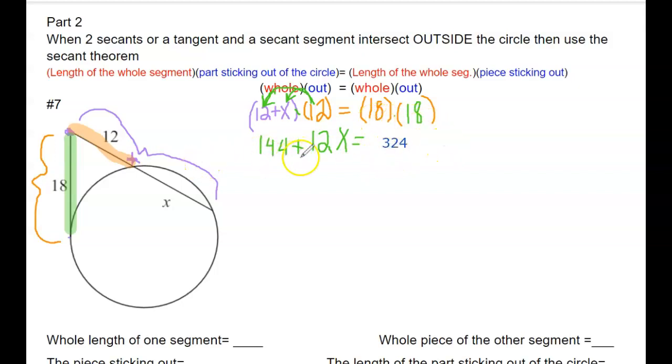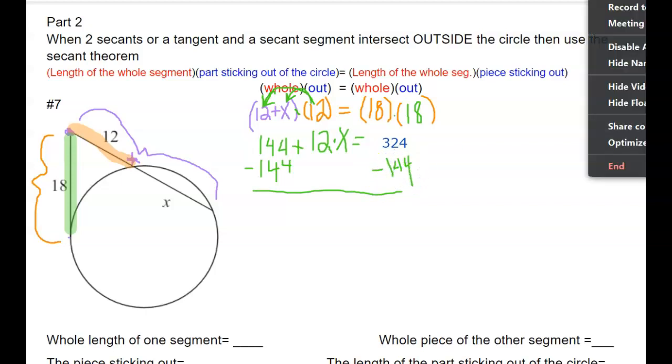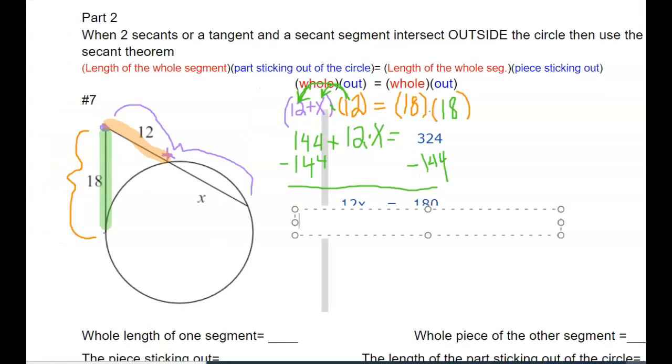So now I need to solve this. So I have 12 times x. They're stuck together, so I do that last. So I have to subtract 144. So I subtract 144 from both sides. 144 minus 144. Go ahead and solve that. What is 324 minus 144? Okay, good. It's 180. So I should have drawn a line down the equal sign real quick. Okay, so now I have 12 times x equals 180.